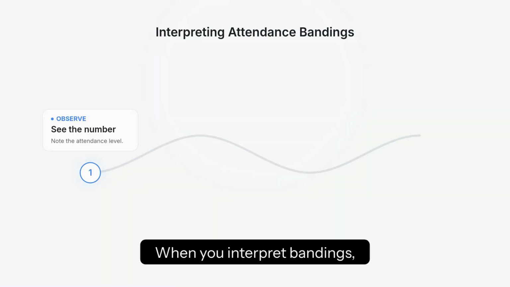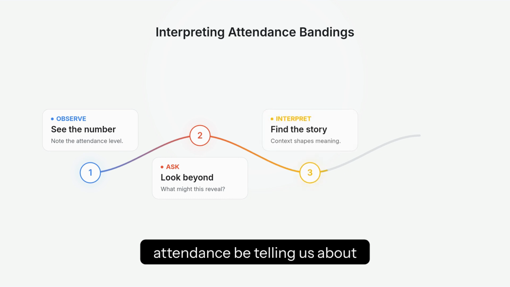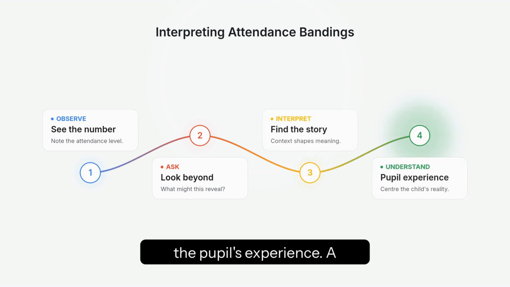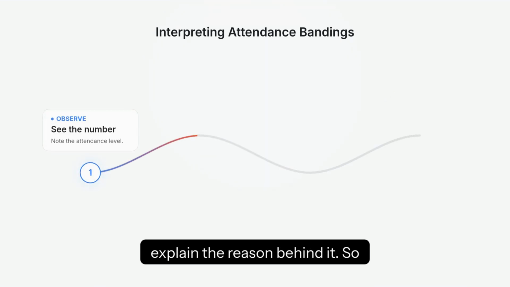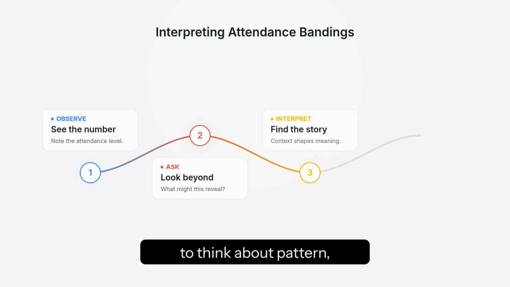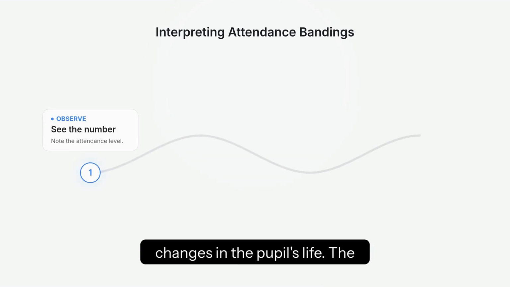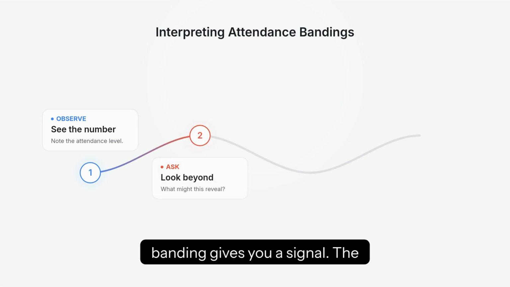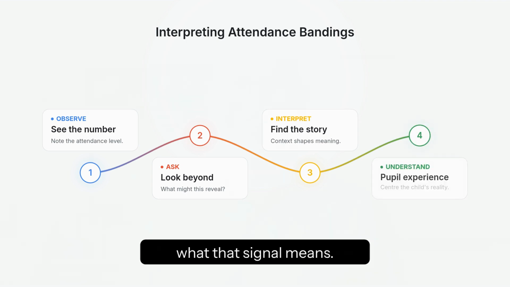When you interpret bandings, the first question isn't just what number am I looking at, it's what story might this level of attendance be telling us about the pupil's experience. A percentage can point you towards concern, but it doesn't explain the reason behind it. So alongside the banding, you need to think about pattern, timing, family context, SEND, health needs, transitions, and any recent changes in the pupil's life. The banding gives you a signal. The context helps you understand what that signal means.